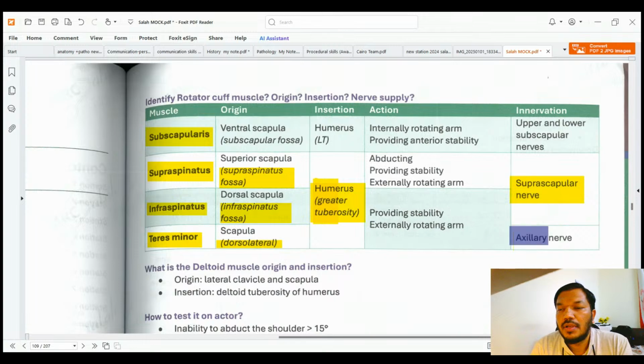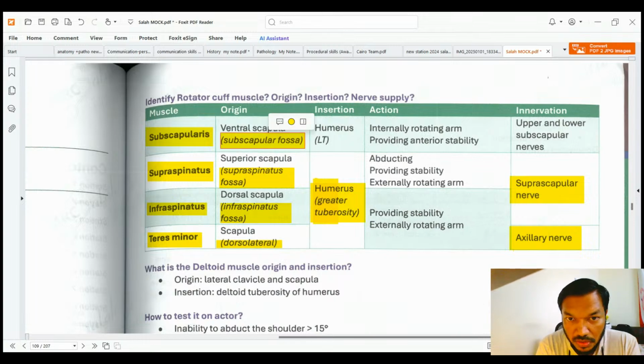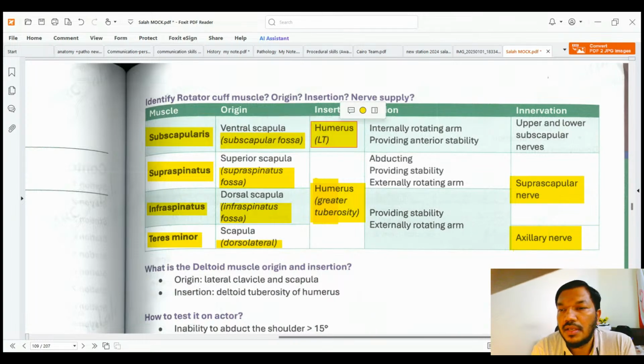Now, subscapularis originates from the subscapular fossa. It inserts into the lesser tuberosity of the humerus, and it is innervated by the upper and lower subscapular nerves.